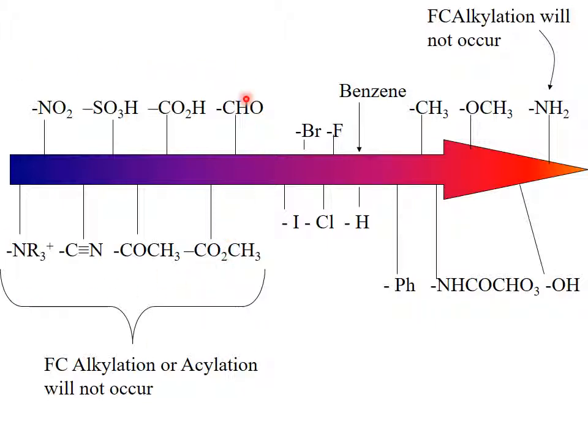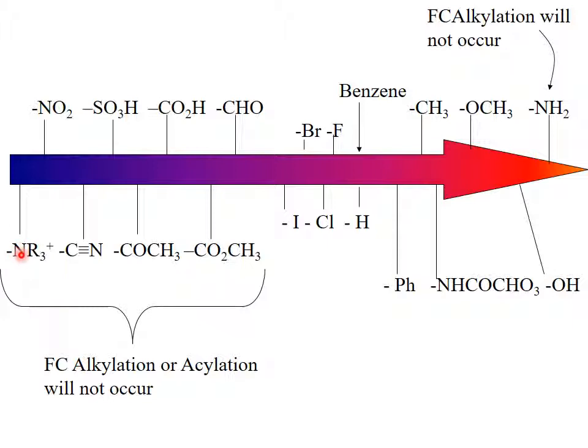All of these are deactivators that are meta-directing. What do they have in common? These all have an electronegative atom on the end of a pi bond. And those end up being meta-directing and deactivating, and they do not allow Friedel-Crafts acylation or alkylation to occur.